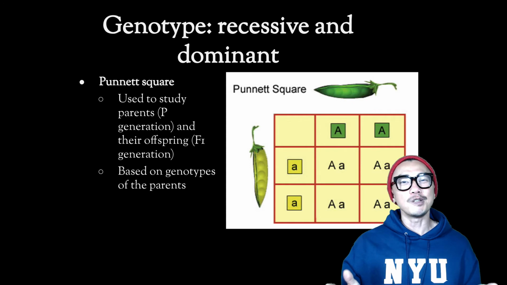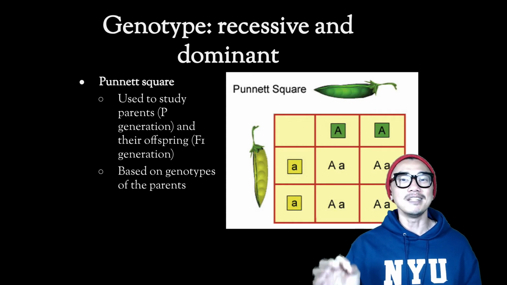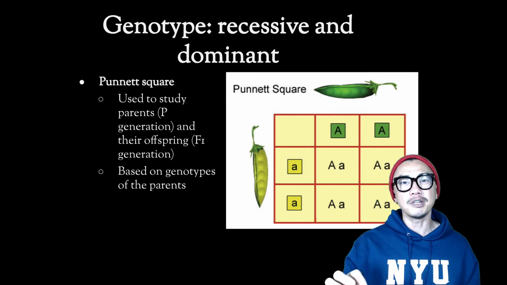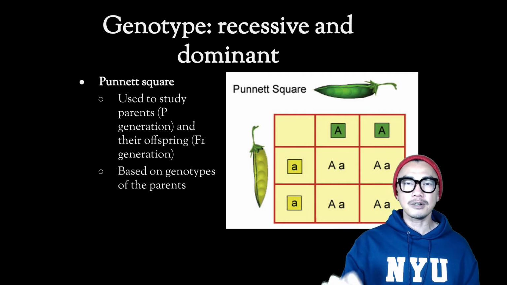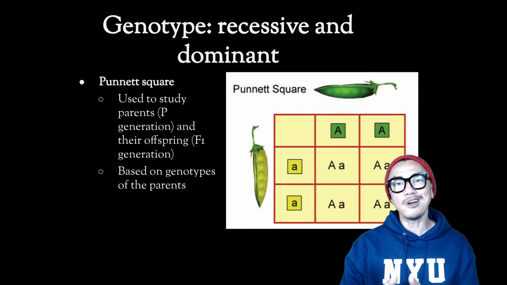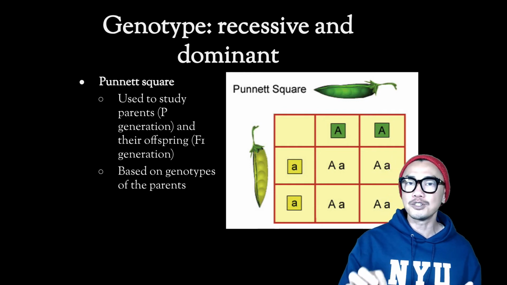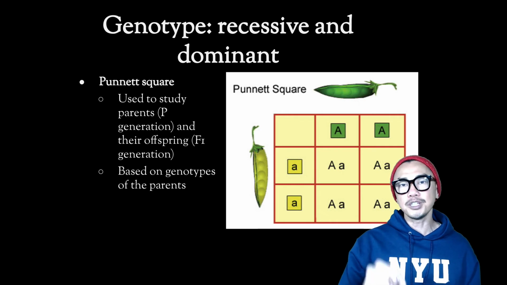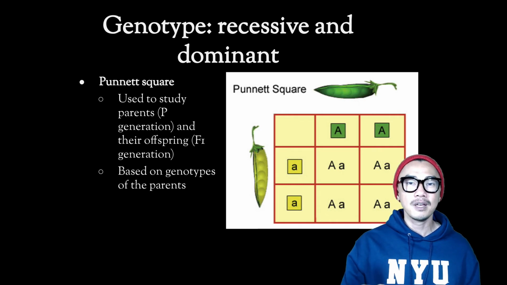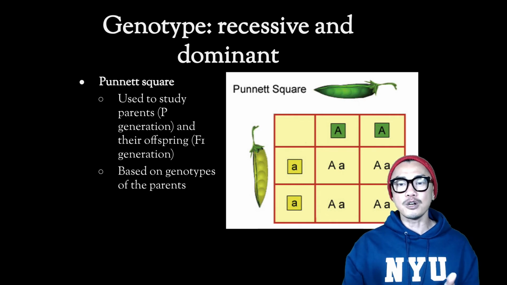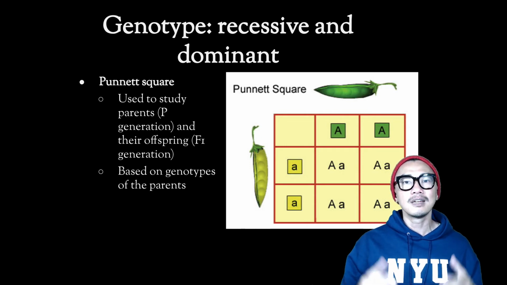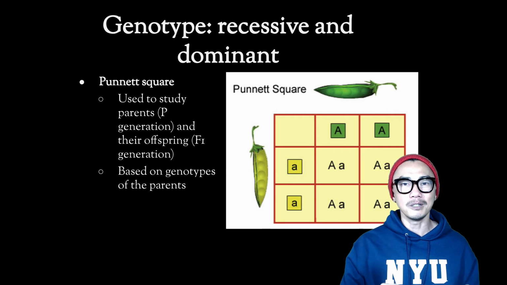The Punnett square is a tool in which we can study and even predict inheritance. We use Punnett squares to study a parental generation, called the P generation, and their offspring, called the F1 generation. Parental genotypes will determine the genotypes of offspring. The Punnett square on the slide shows how a big A parent and a little a parent can produce big A, little a offspring.